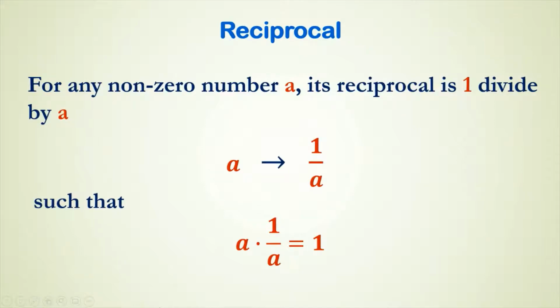Now let's introduce the concept of reciprocal. Let A represent any non-zero number. Its reciprocal is 1 divided by A. So let's take a look again. For any non-zero number A, its reciprocal is 1 divided by A. The product of a non-zero number and its reciprocal is always 1, and that is the definition of reciprocal. Let me repeat that: the product of a non-zero number and its reciprocal is always 1.